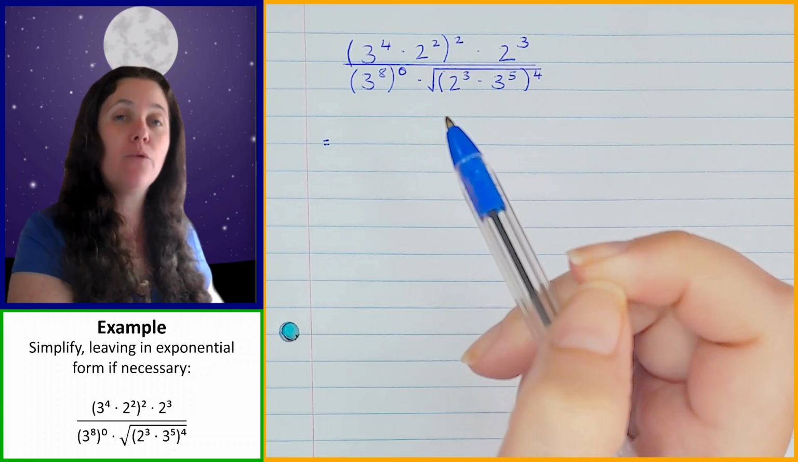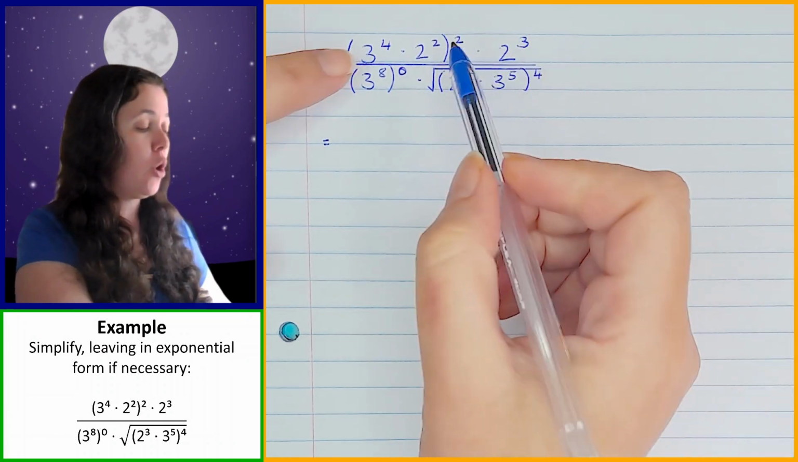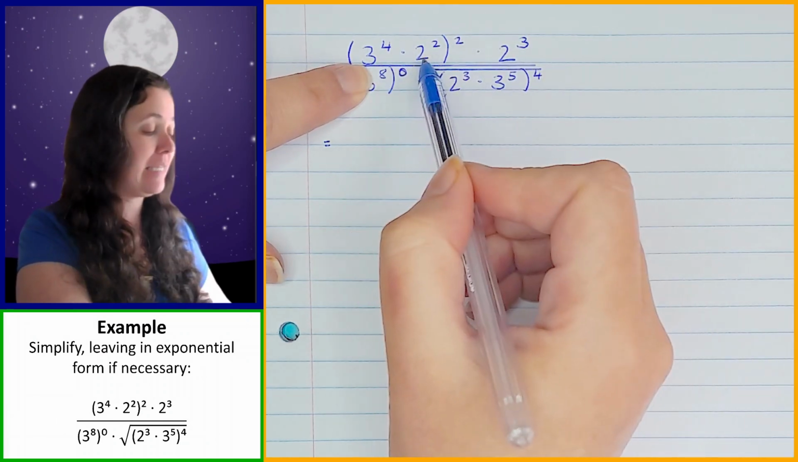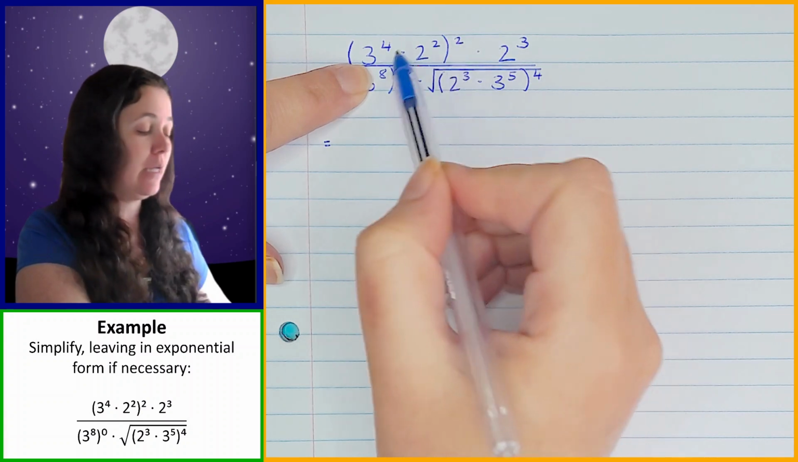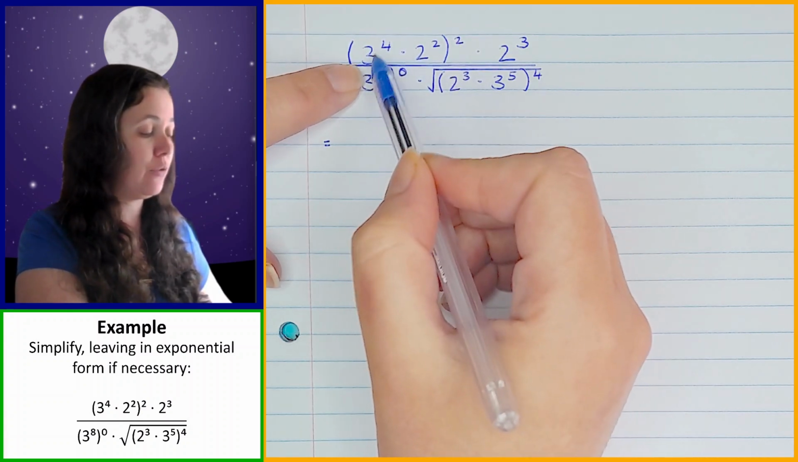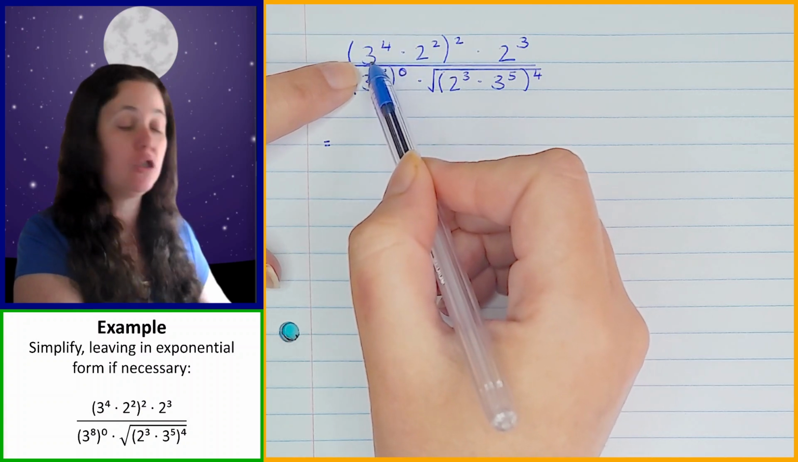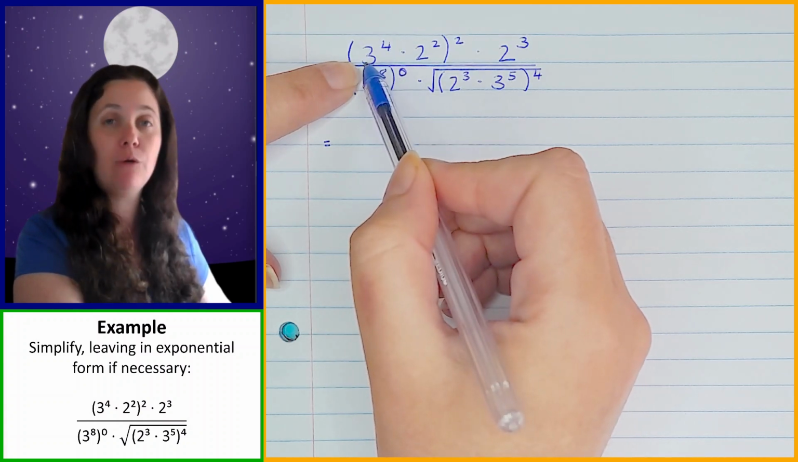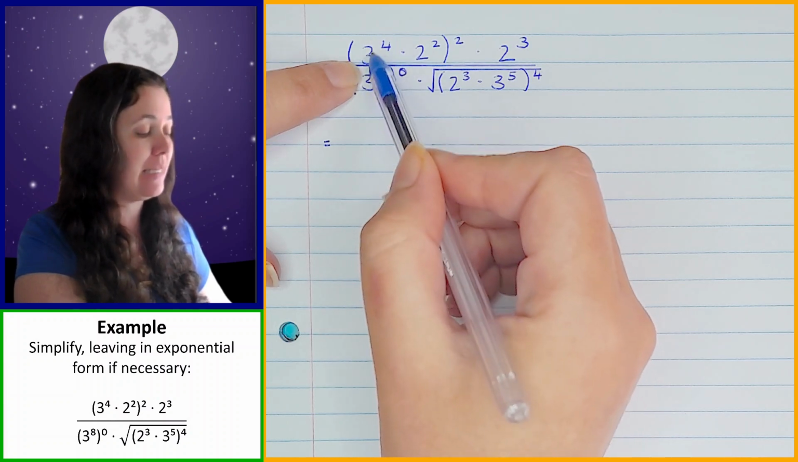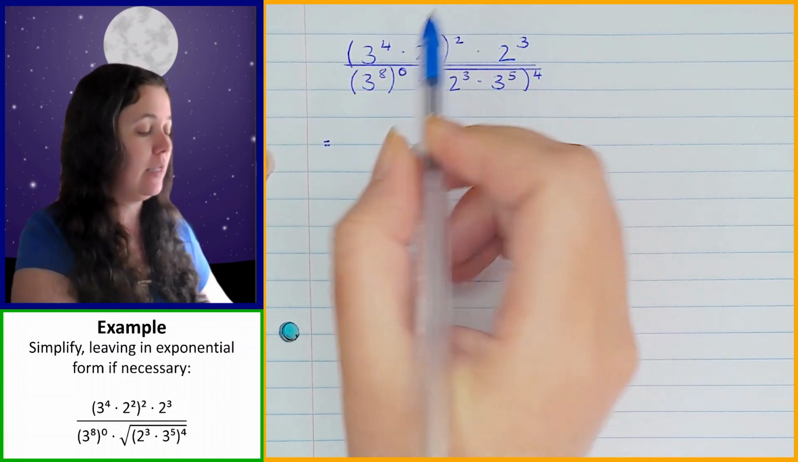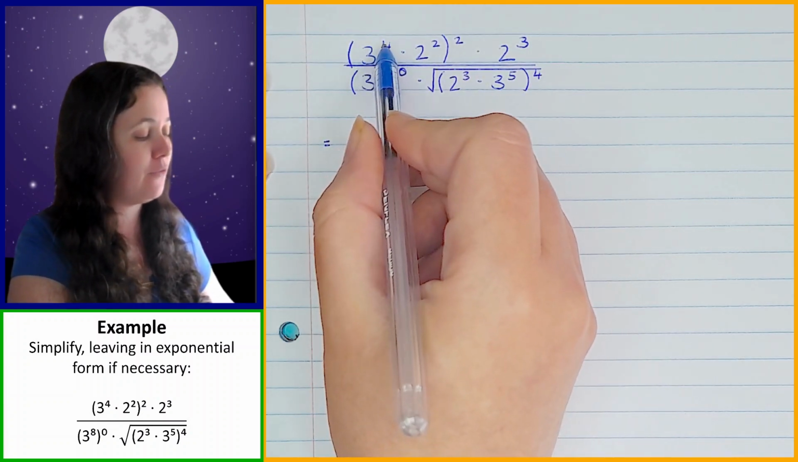Remember, when we are raising a product to a power, we take each of the factors and we raise it to that power. So here I've got a factor, 3 to the power of 4, so I'm going to raise it to a power, but this factor is already a power. So I'm going to use the law for raising a power to a power for this factor, and then I'll do the same thing for that factor as well.